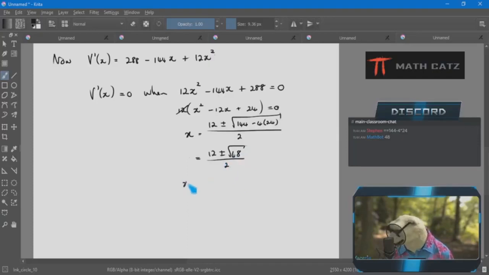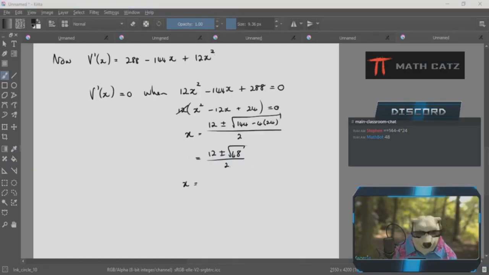Okay, so x is equal to 12 plus root 48 over 2 and minus. Let's see what we get there. I'm just going to check my square root function. I don't use it often.